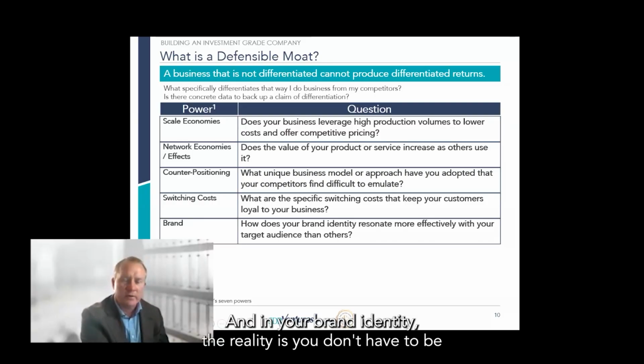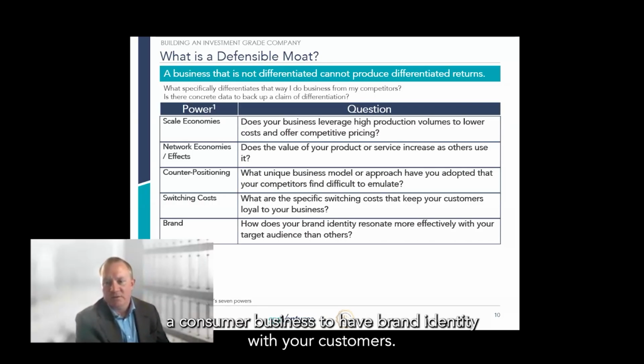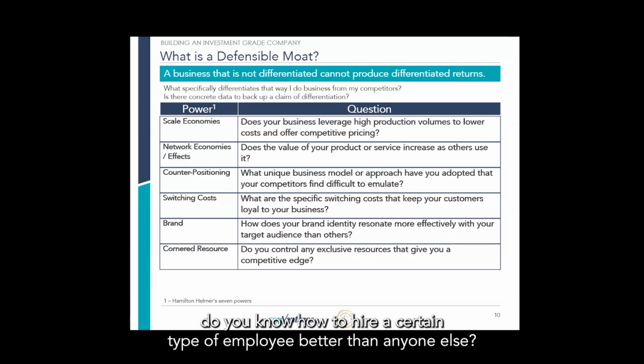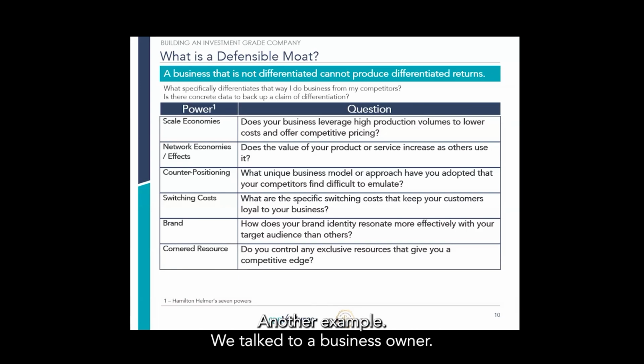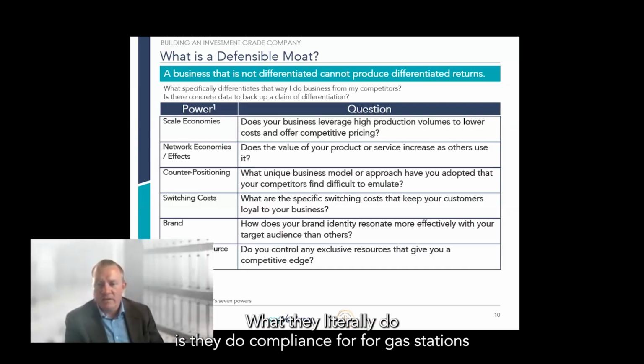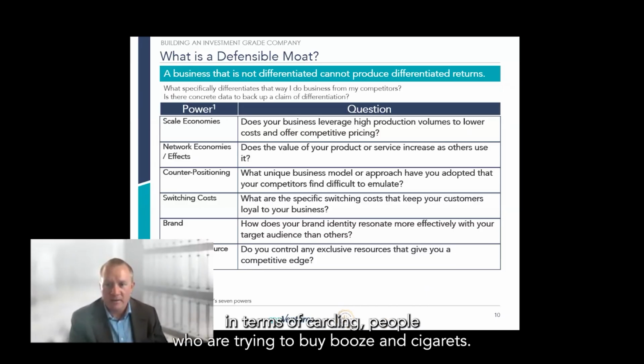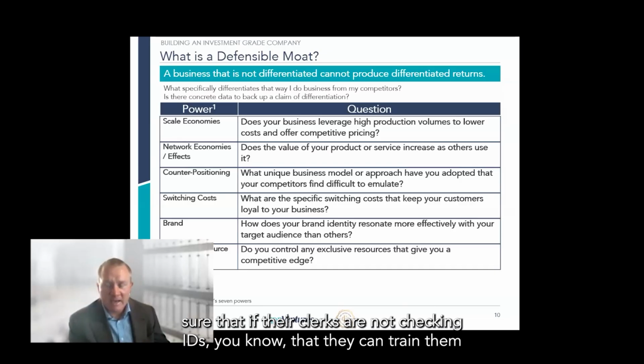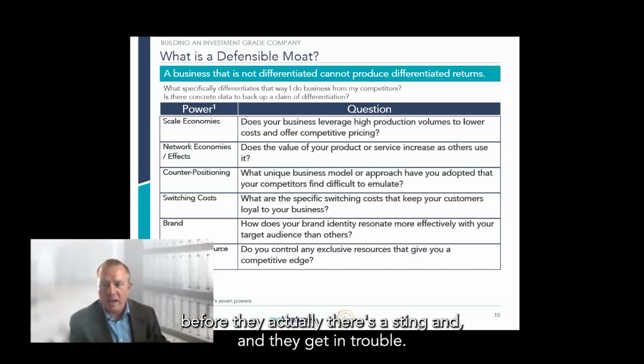Fifth is brand and your brand identity. The reality is you don't have to be a consumer business to have brand identity with your customers. So think about that. Next is cornered resources. So again, do you know how to hire a certain type of employee better than anyone else? Another example, we talked to a business owner. What they literally do is they do compliance for gas stations in terms of carding people who are trying to buy booze and cigarettes. I mean, no joke, right? So they go in and they help those businesses by making sure that if their clerks are not checking IDs, that they can train them before there's a sting and they get in trouble.